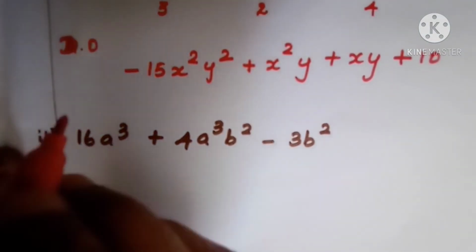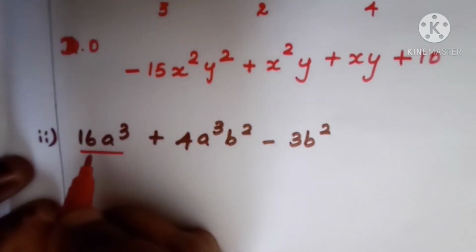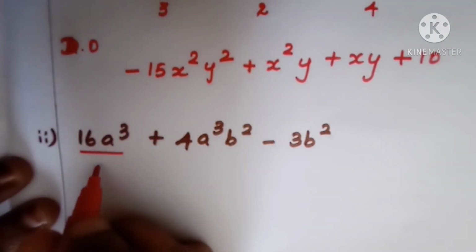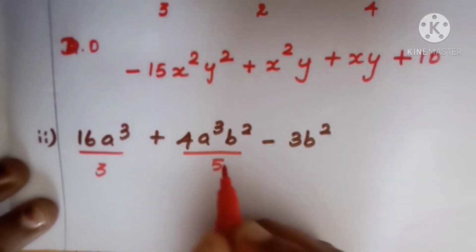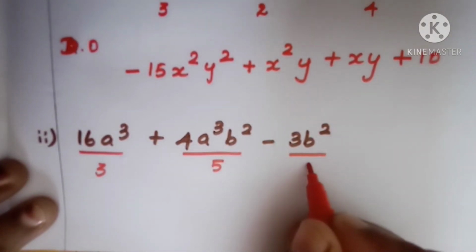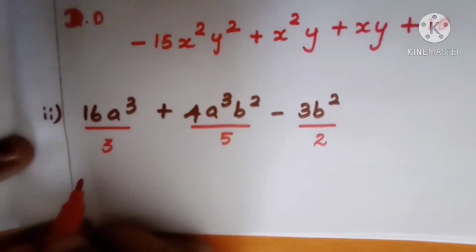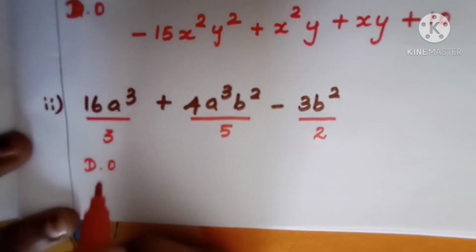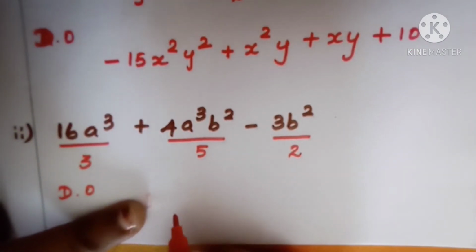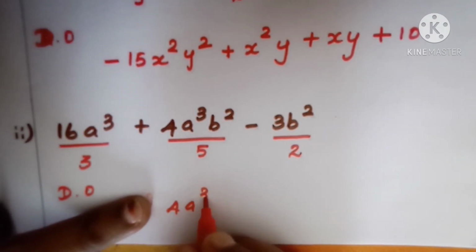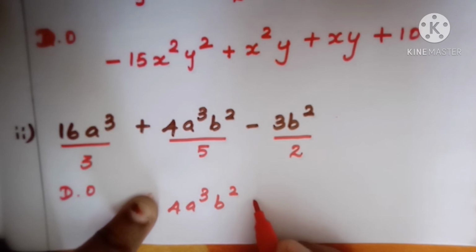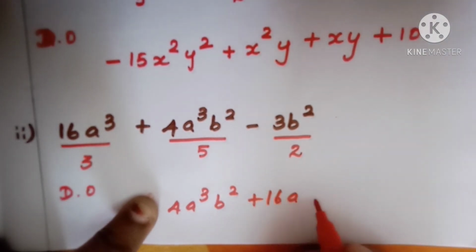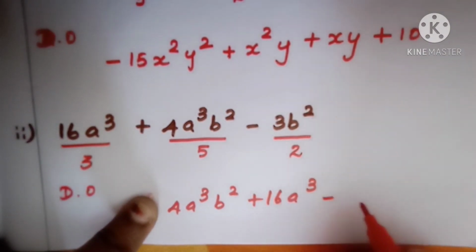First of all, find out the degree. The degree of the first term is 3. And the degree of the second term is 5. And the degree of the third term is 2. Then arrange them in a descending order. So your answer is 4a cube b square plus 16a cube minus 3b square.